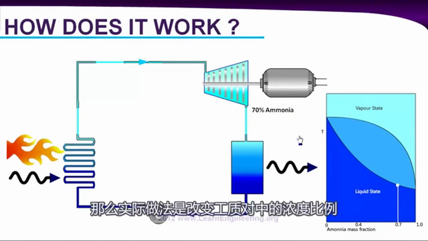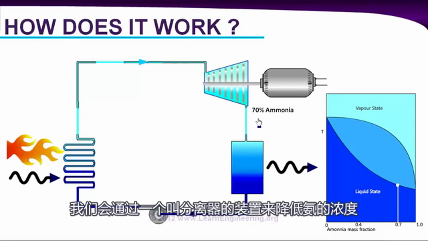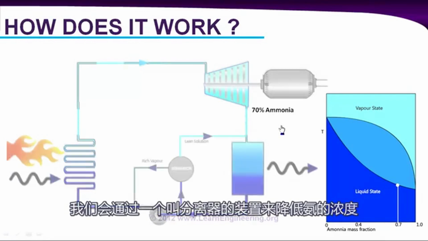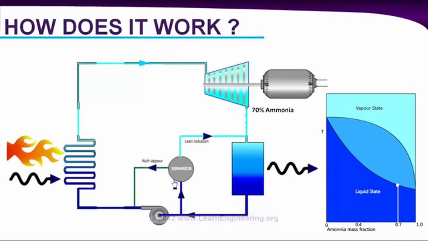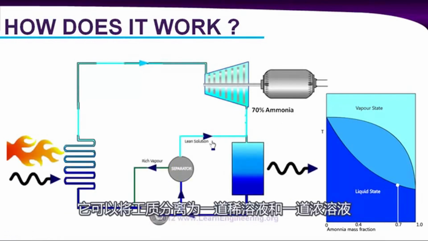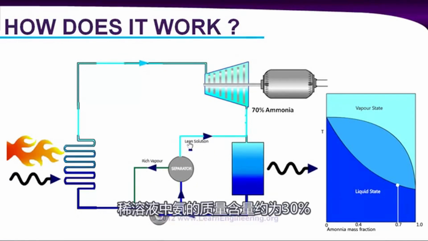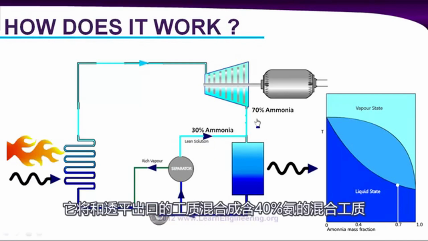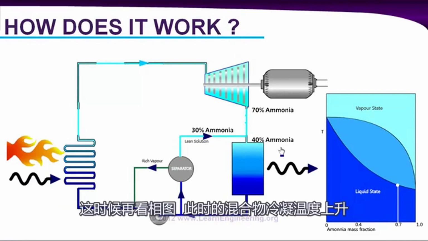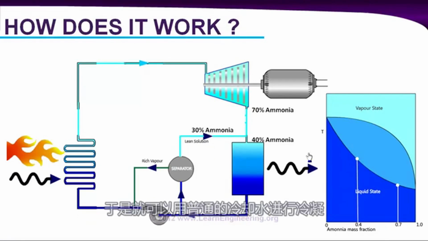So what we will do is alter this concentration. We will try to decrease the concentration of ammonia with the help of a device called a separator. What this separator will do is separate the working fluid into a lean mixture and a rich mixture. And this lean mixture, which has almost 30% ammonia by weight, will mix with the exit fluid of the steam turbine and produce a mixture of almost 40% ammonia concentration. Now if you check the phase diagram, such a mixture will have a much higher condensing temperature, almost over here. This can be condensed using a regular cooling water supply.